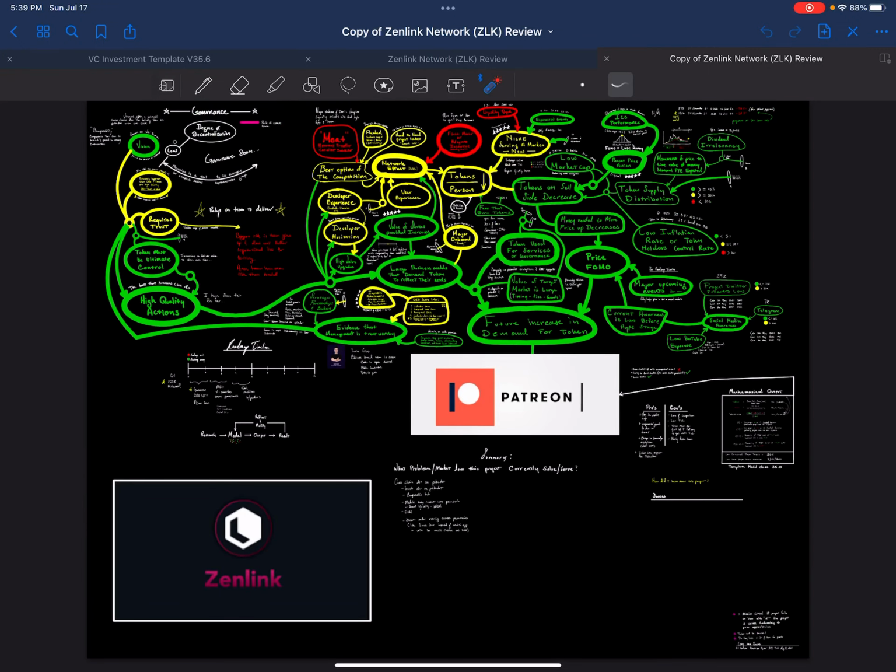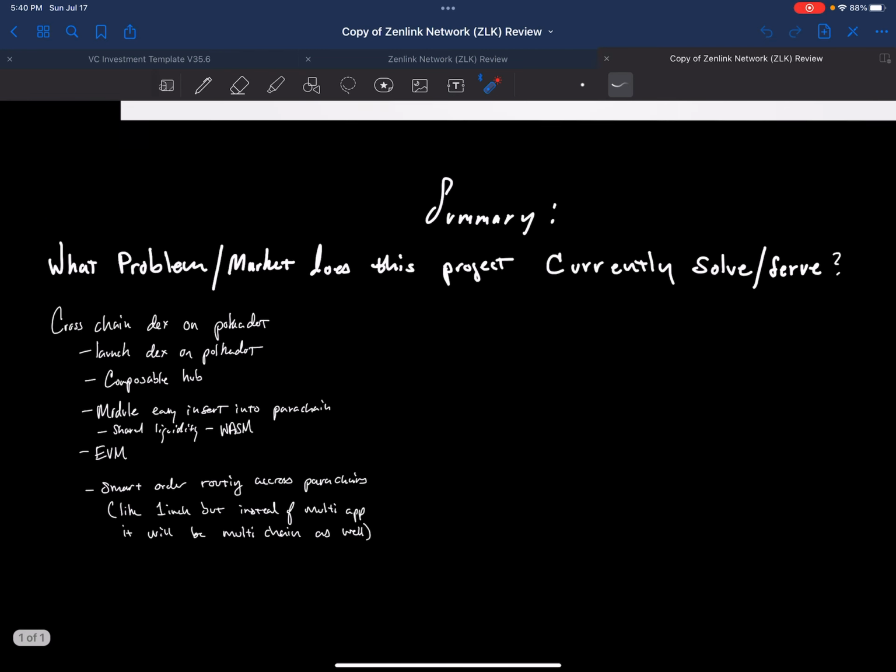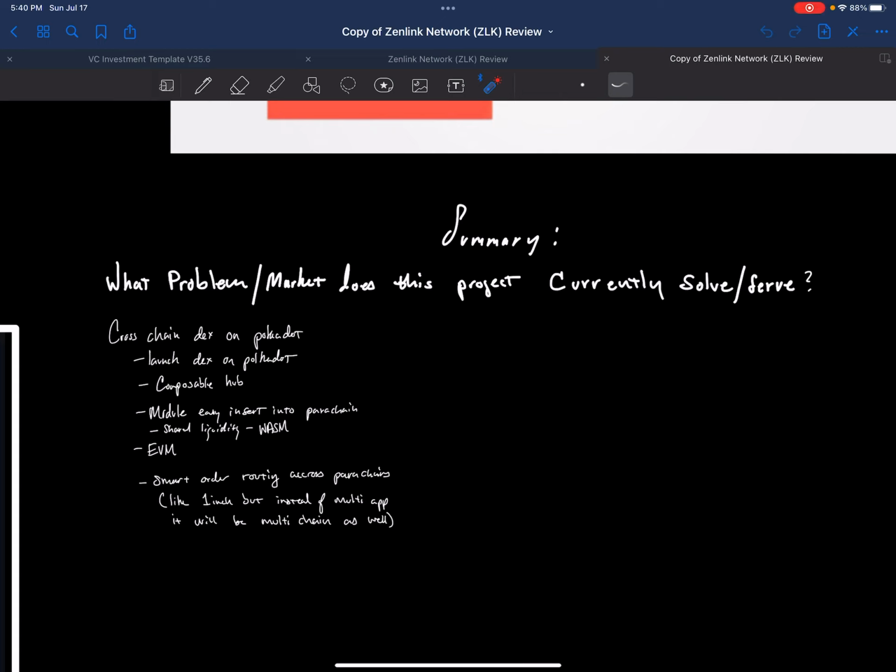All right, this is the model's output for Zenlink, and I'm going to just go ahead and get into it. So what does Zenlink do? Well, it's pretty simple here. This is one of the more simple projects to review. It is a cross-chain DEX on Polkadot. It is a toolkit for launching DEXs within the parachains on Polkadot.